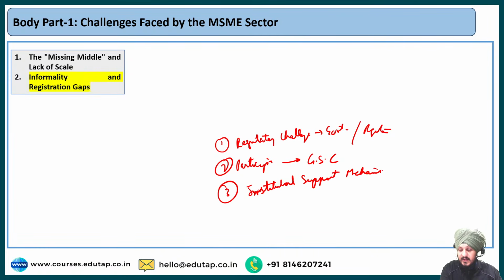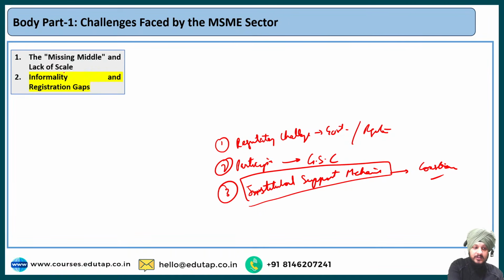Because the thing is that if the MSME is not registered as a part of the formal economy, it will find it difficult to avail loans from the banks, right? So this institutional support is going to get constrained as a part of it, right? So that is the challenge that is associated with informality when we talk about the MSME sector.